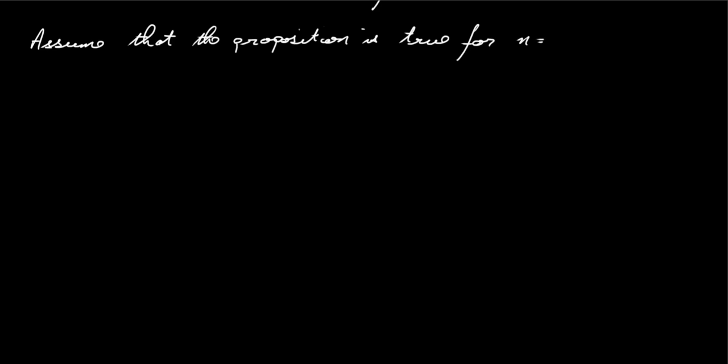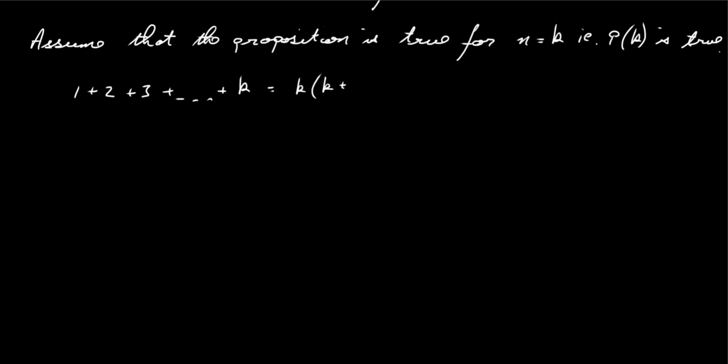We're going to make an assumption here. We're going to assume that the proposition is true for n is equal to k, or P of k is true. So that just means that 1 plus 2 plus 3 all the way up to k is equal to k times k plus 1 over 2. So really all we've done there is just replace the n with k. So we're going to assume that this is true, and what we want to prove then is that it's true for n is equal to k plus 1.